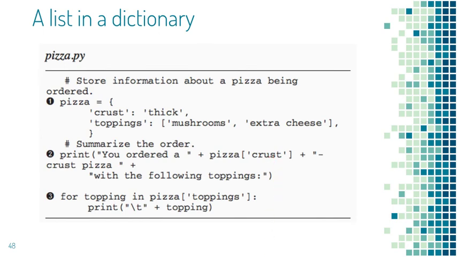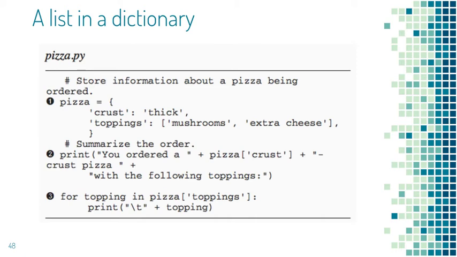Rather than putting a dictionary in a list, sometimes we have to put a list inside a dictionary. For example, consider how you might describe a pizza that someone's ordering. If you were to use only a list, you would be stuck storing just a list of the pizza's toppings. With a dictionary, a list of toppings could be just one aspect of the pizza that you're describing.